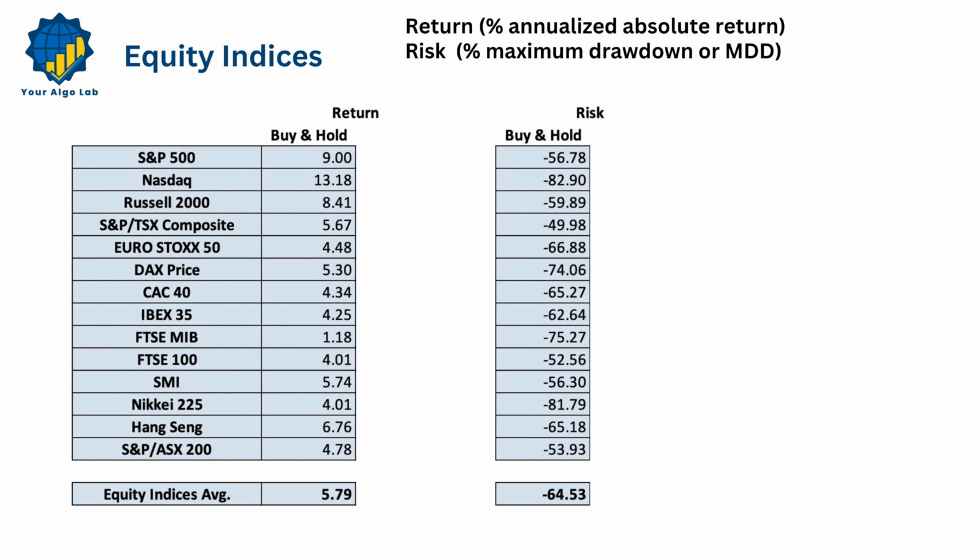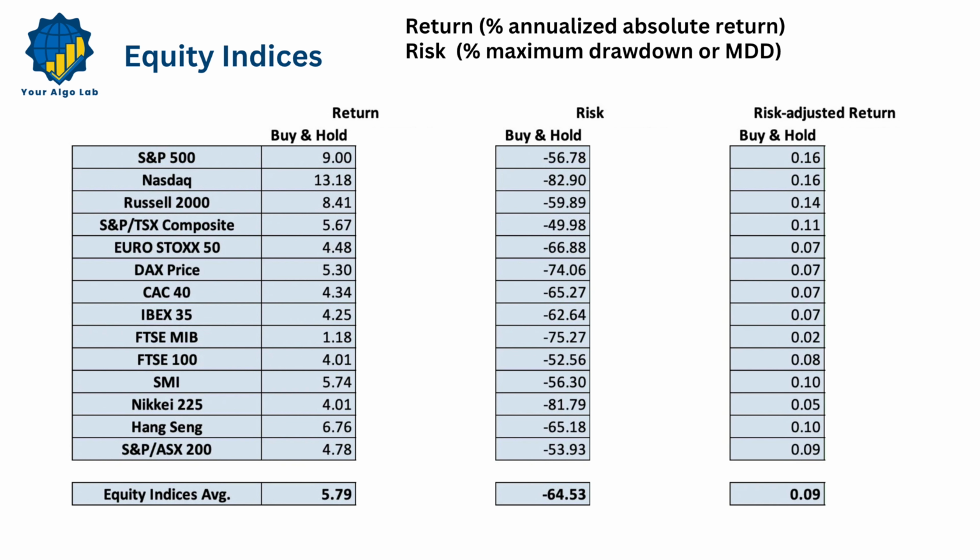Here is our table of maximum drawdowns for the buy and hold strategy. For example, during the testing period, the S&P 500 experienced a maximum peak to trough loss of 56.78%. The Nasdaq saw a peak to trough loss of 82.90% during the dot-com bubble. Finally, we have our risk-adjusted measure, the maximum drawdown adjusted return. The MDD adjusted return is the ratio between the annualized return and the maximum drawdown. While it is not the only risk-adjusted measure, it is simple and effective.